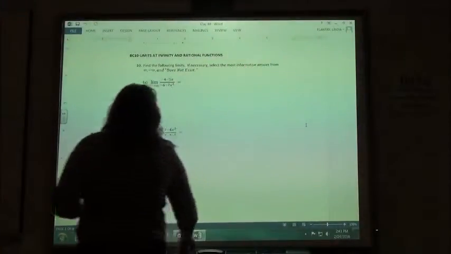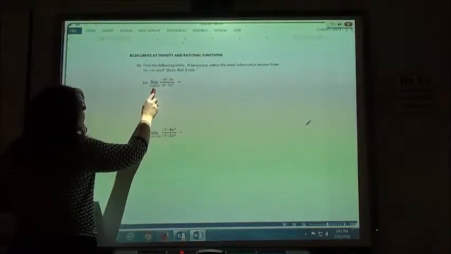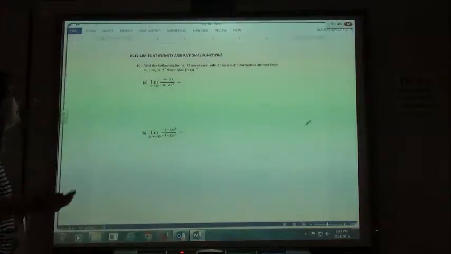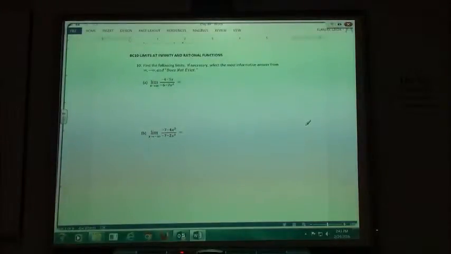All right, 10, 11, and 12, we are doing limits at infinity again. So as x approaches infinity, we want to find the limit. They've got a few rules for us to follow if I have a rational function. In other words, I have a fraction.